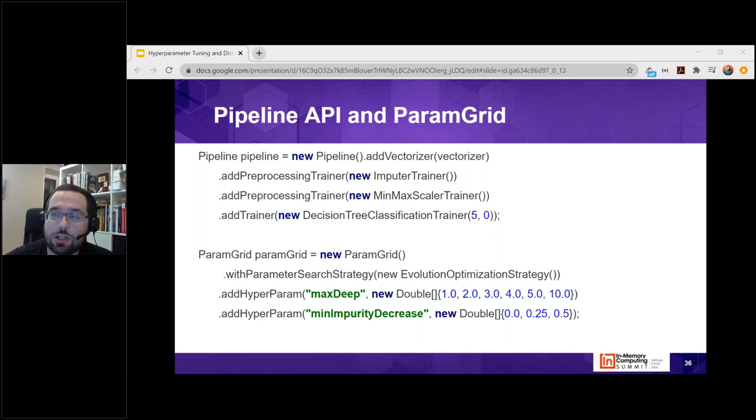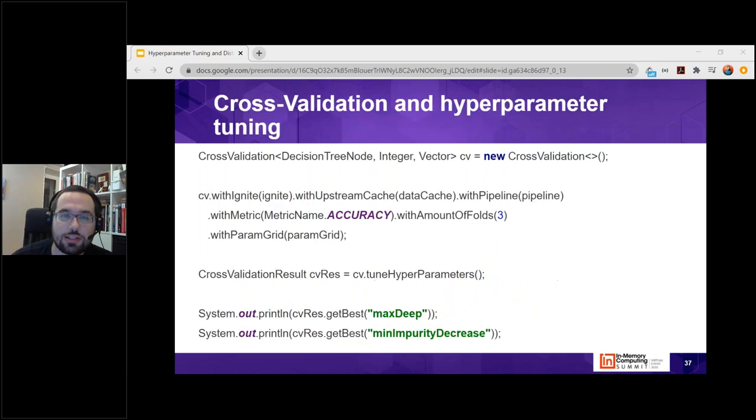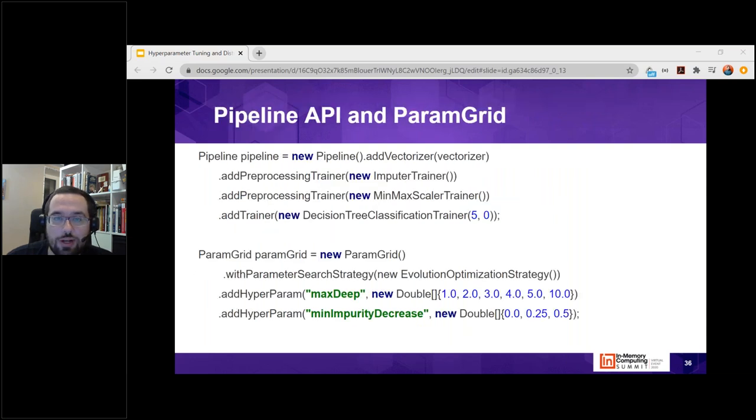After the param grid object is created, this object could be passed to the cross-validation object via the special method named the param grid method. On the next slide you will see it. On this slide we combine together our pipeline, our data, Ignite instance, and hyperparameters in param grid, and we could call the method tune hyperparameters to get the best model. It sounds crazy, but this method solves a lot of your problems. And maybe you missed it, but on the previous slide, I used a special parameter search strategy, the evolution optimization strategy. This is a kind of genetic algorithm, and we will discuss it in a few minutes.